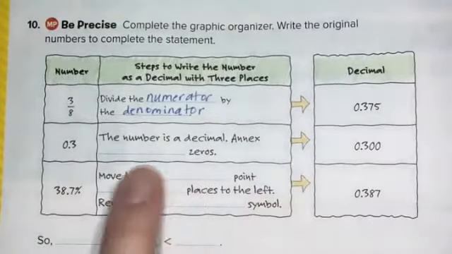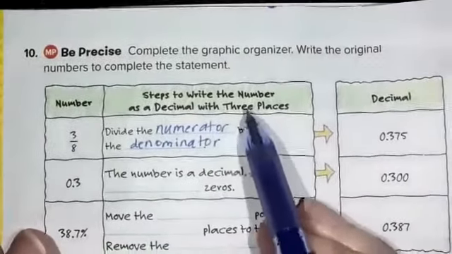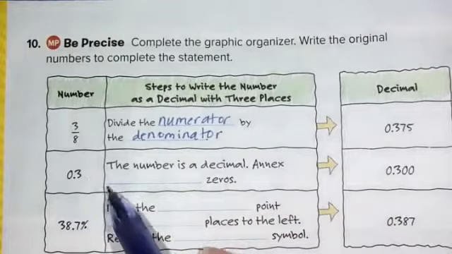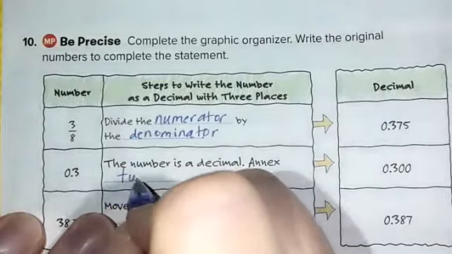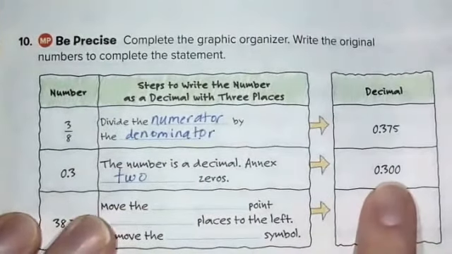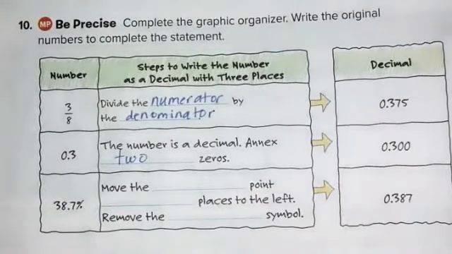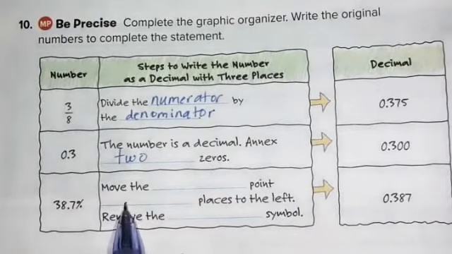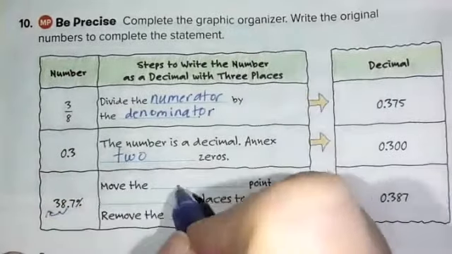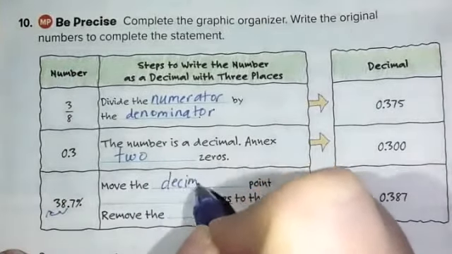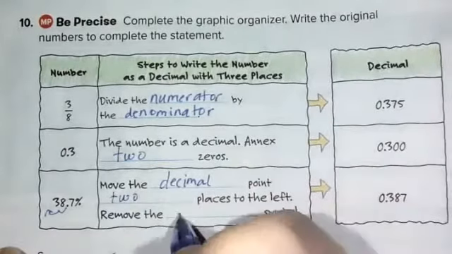Okay, the second row, 0 and 3/10. So this number is a decimal. If we wanted to make it have 3 decimals, it's exactly 0 and 3/10. So it's 3/10, so we would just annex 2 zeros, and that would be 0.300. Okay, the third row, we would move the decimal 2 places to the left, and remove the percent symbol.